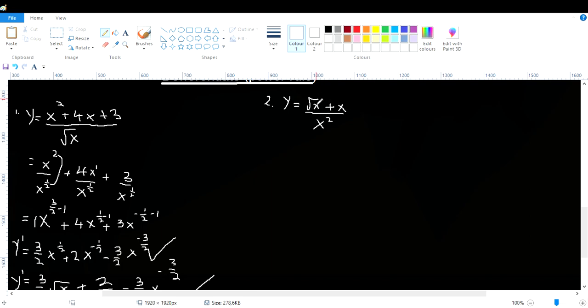Okay, even here, before we attempt to apply the power rule, we have to simplify this function first. So let's go ahead and simplify it. Here we have x to the power 1 over 2, divided by x to the power 2, and plus x to the power 1, divided by x to the power 2.